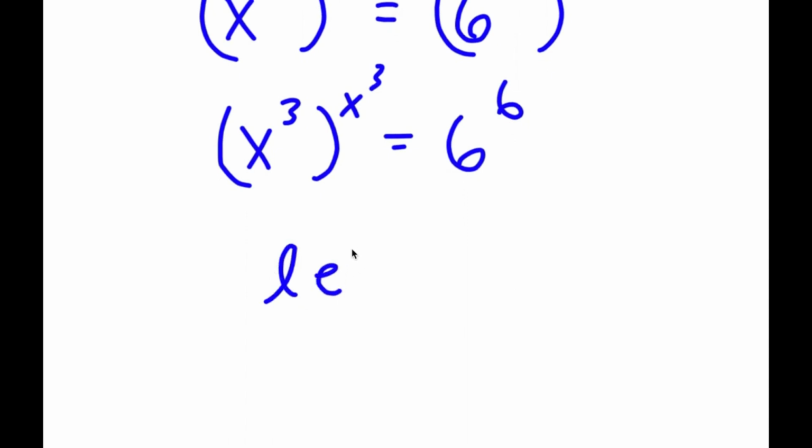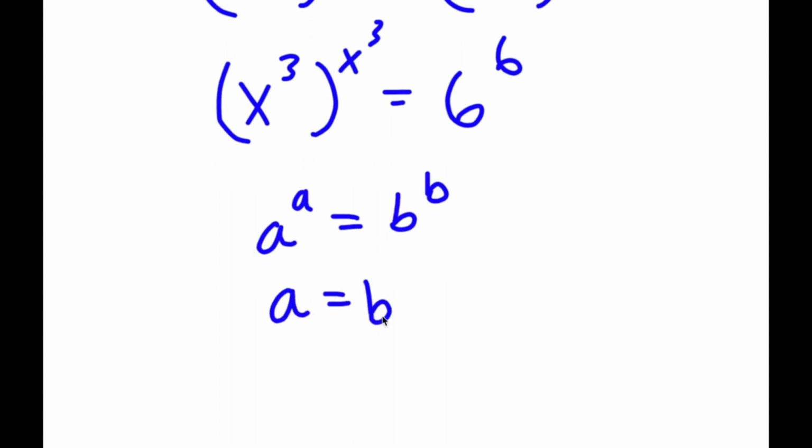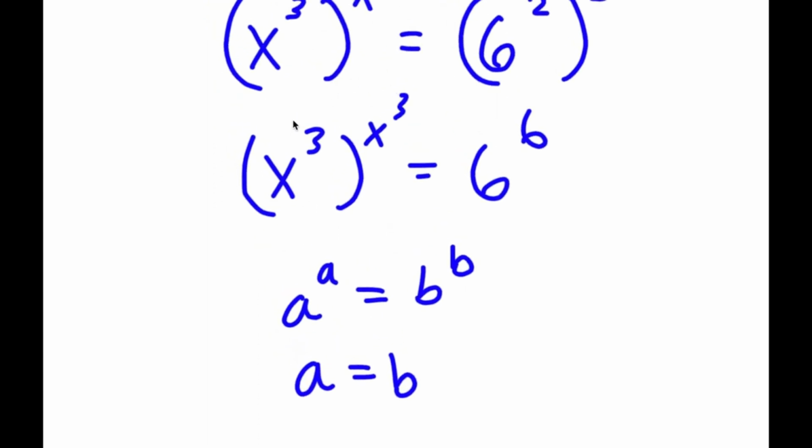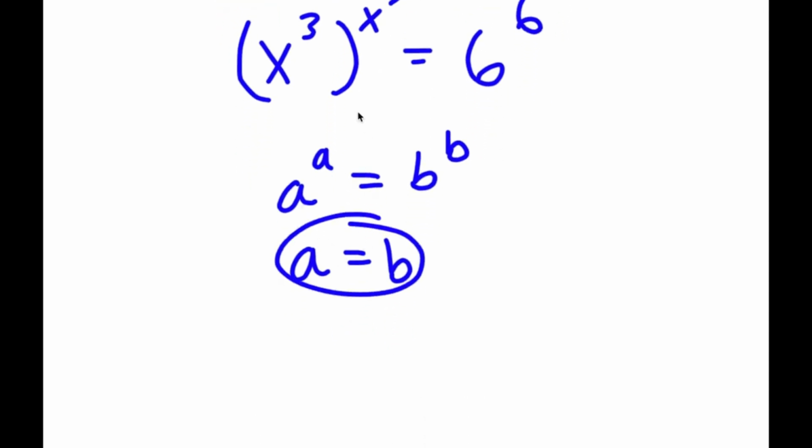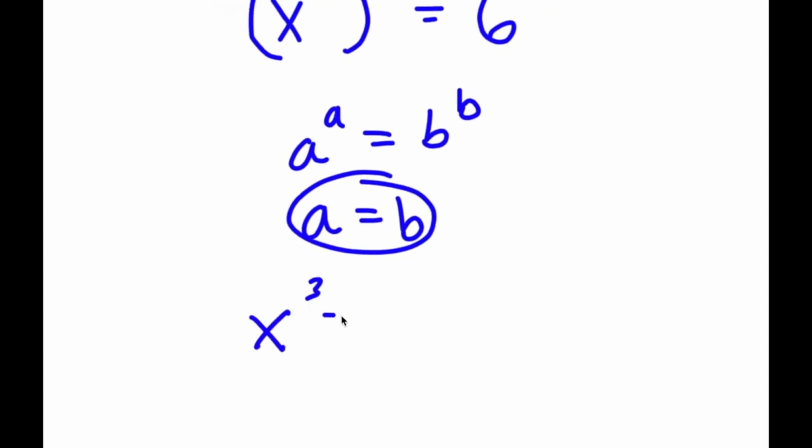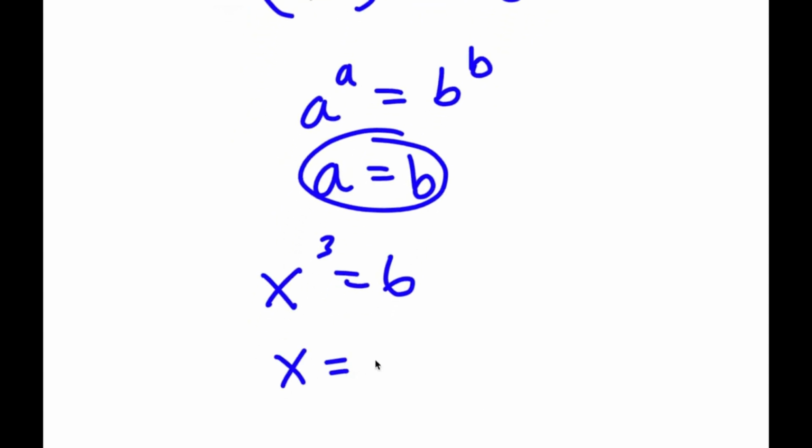Now if I have something in the form a to the power of a is equal to b to the power of b, this means that a is equal to b. So in this case, a is x to the power of 3, so I have x to the power of 3 to the power of x to the power of 3, a to the power of a, is equal to b, which is 6, so 6 to the power of 6. So a is equal to b, so x to the power of 3 is equal to 6, meaning x is equal to the cube root of 6.